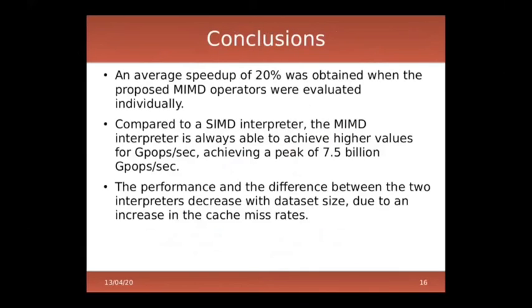So now we move to the conclusions. We could obtain an average speedup of 20% when we evaluate the MIMD operators individually. And the MIMD interpreter was also able to outperform the SIMD interpreter for all dataset sizes. And there is a correlation between the performance of both interpreters and the dataset size, and the reason for that is the increase in the cache miss rates, and also the difference between the MIMD and the SIMD interpreters is affected by the dataset size.